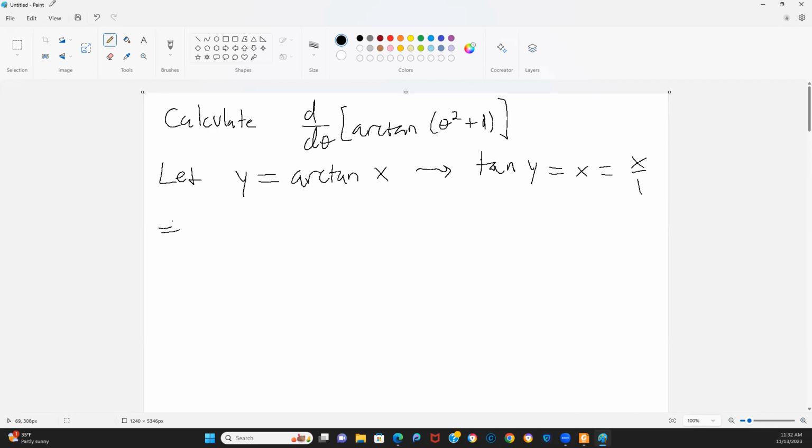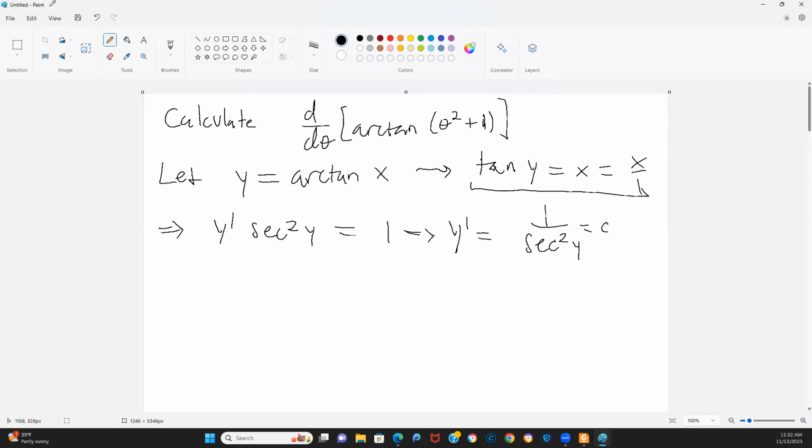Now I implicitly differentiate this equation right here, and you get y prime times secant squared y equals 1. This implies that y prime is 1 over secant squared of y. Remember, secant is 1 over cosine. So this will be cosine squared of y.